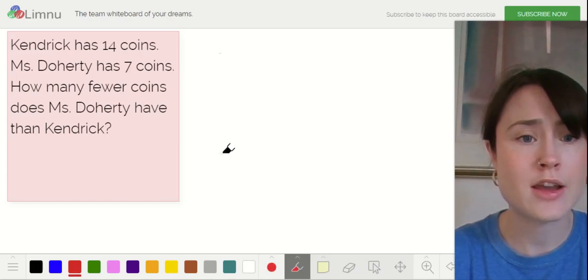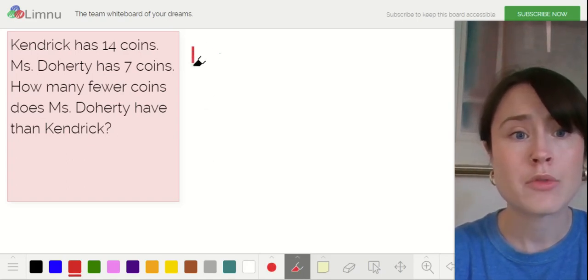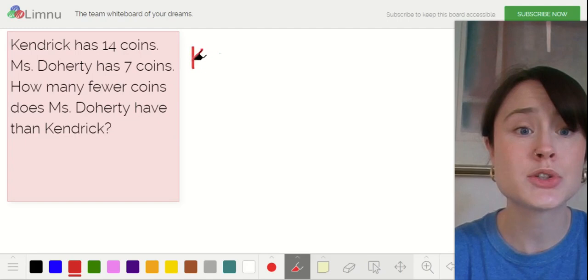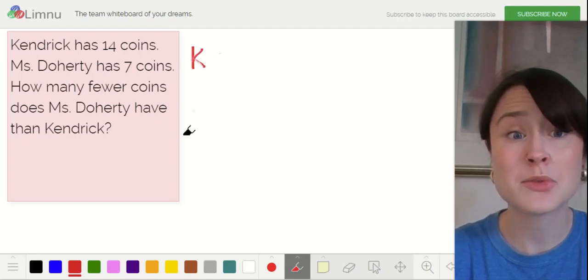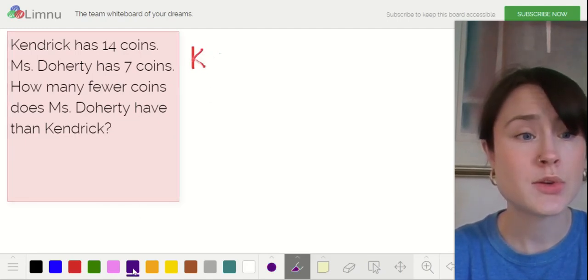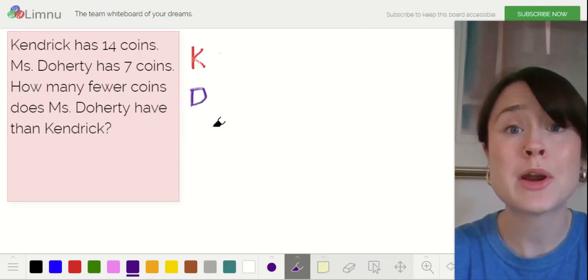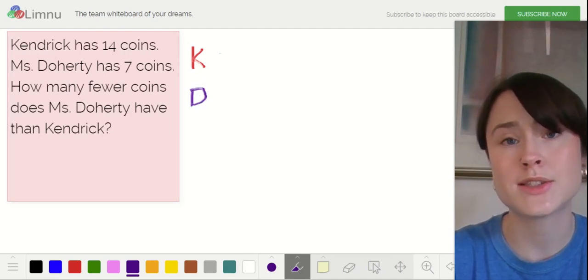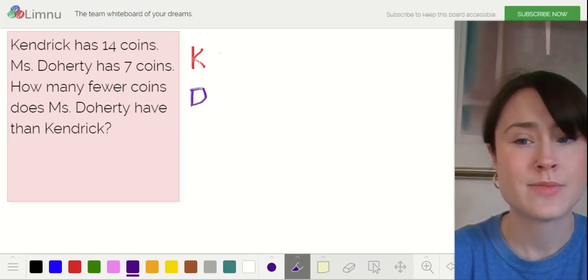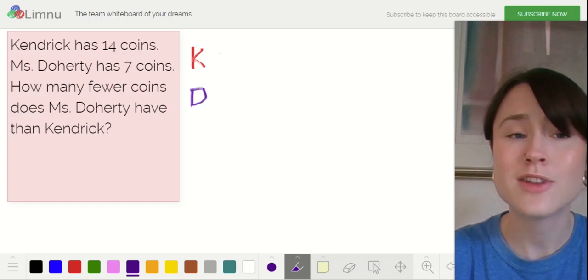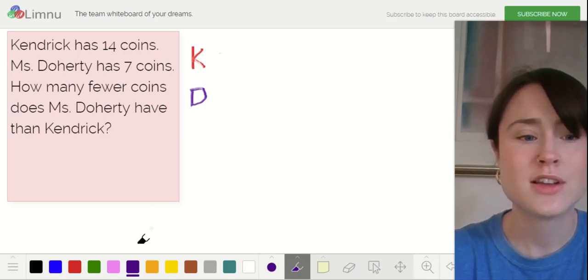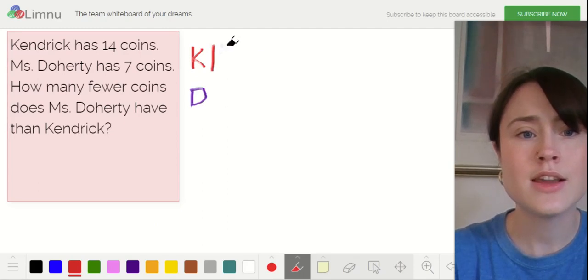And I'm going to go ahead and set up a bar model. Great mathematicians can just label the initials to represent the name so we know whose bar is whose. So K for Kendrick and D for Miss Doherty. Whose bar is going to be longer? Who had more coins? You got it. Kendrick had more coins. So let's make Kendrick's bar a little bit longer.